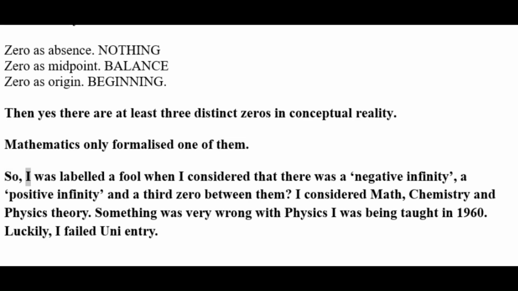So, I was labeled a fool when I considered that there was a negative infinity, a positive infinity and a third zero between them. I considered math, chemistry, and physics theory. Something was very wrong with physics I was being taught in 1960. Luckily, I failed uni entry.